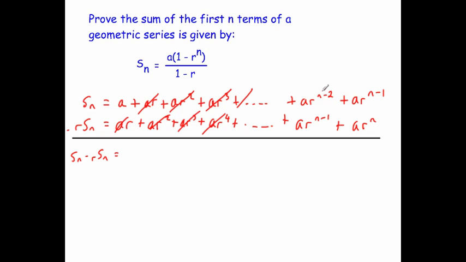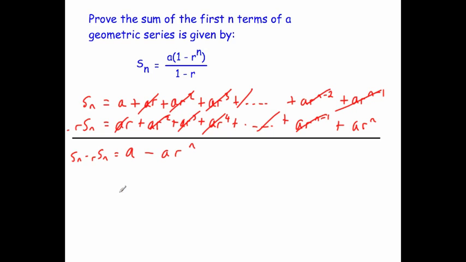All the way down to ar to the n minus 2, and the one here would be ar to the n minus 2, well, they would cancel out. And then we've got ar to the n minus 1 and ar to the n minus 1. Again, if you subtract, you'll get 0. So we're going to be left with a, and remember we're subtracting the bottom line, so subtract ar to the n.